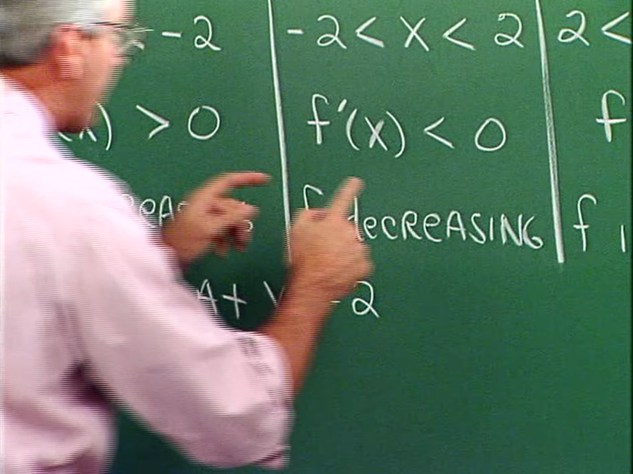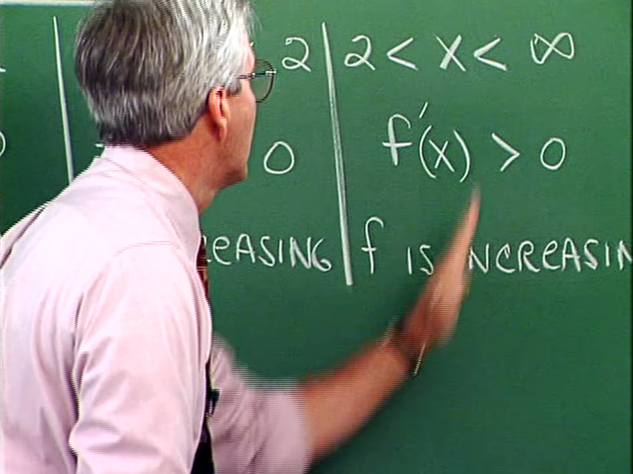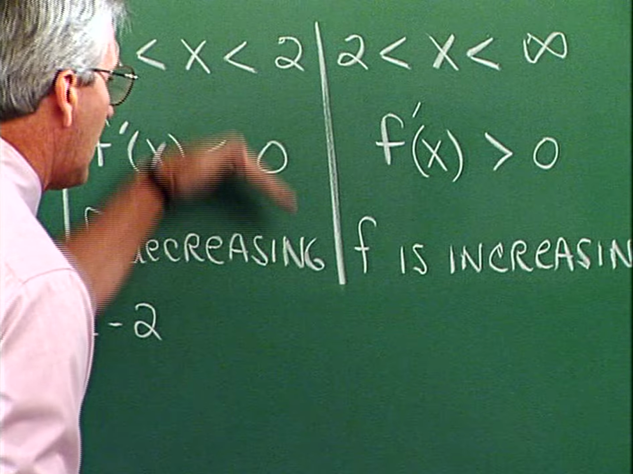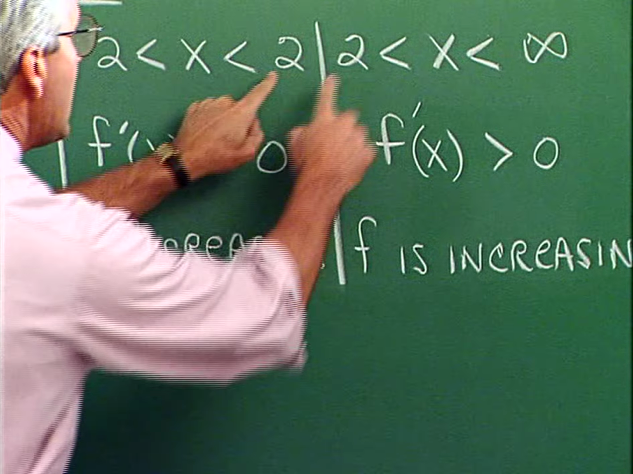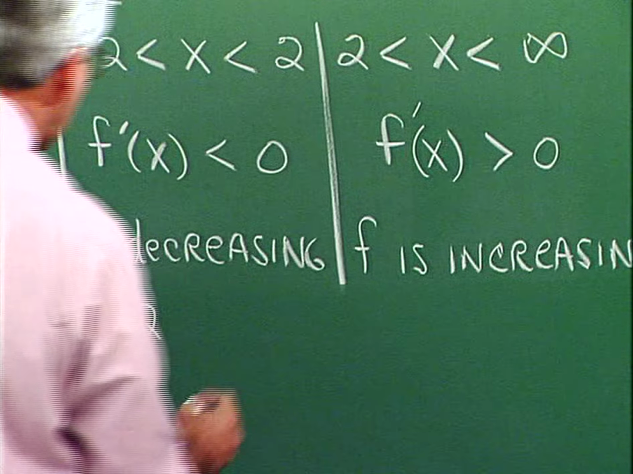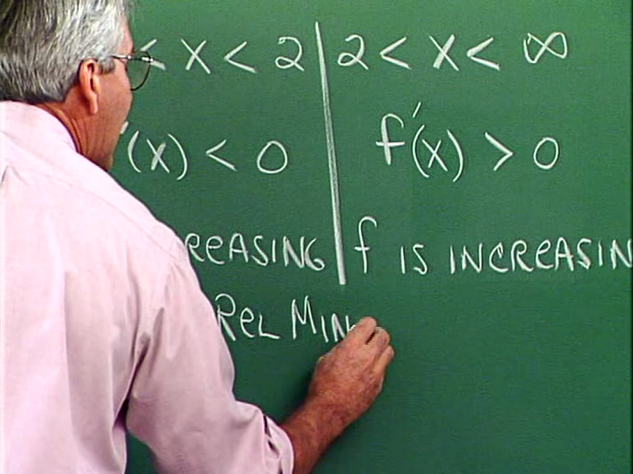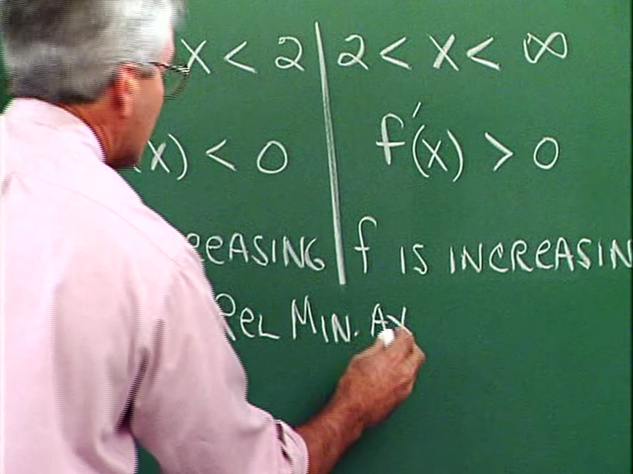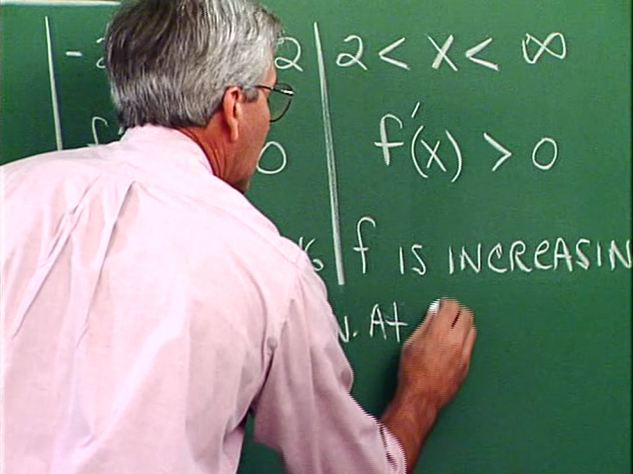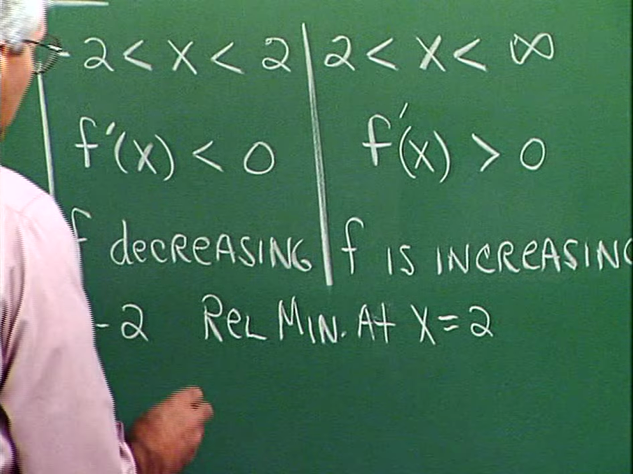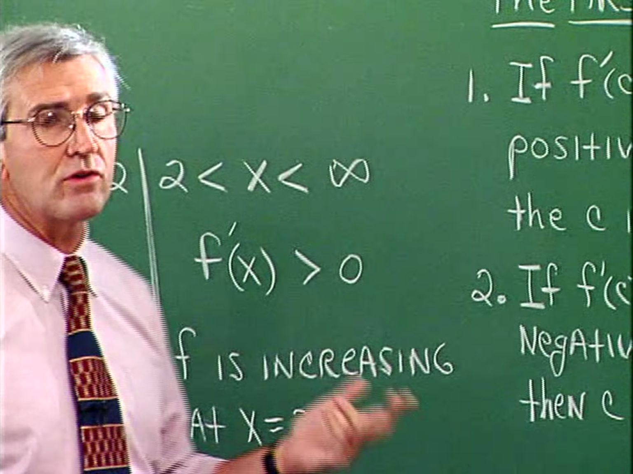And then if f is decreasing in this interval and then increasing in that interval, there must be a relative minimum right at the critical point dividing these two intervals, and that turns out to be the case. So we would say that there is a relative min at x equals 2.